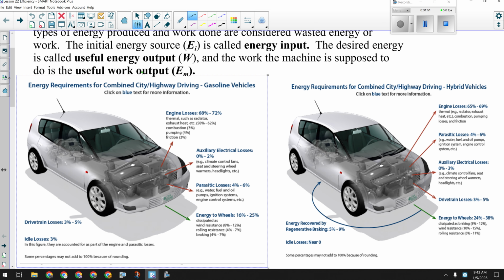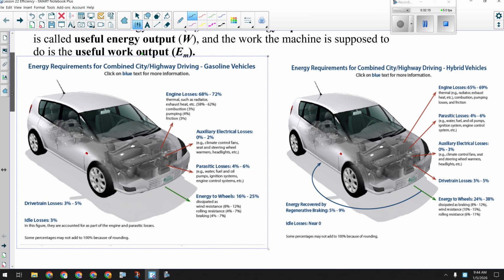Parasitic losses, so just things that your car does, okay? So water, fuel, oil pumps, ignition systems, engine control, so that's like pollution control, okay? Those all result in the loss of efficiency, okay? Energy to the wheels, when you're all said and done, somewhere between 16 and 25% of the energy in your car, okay? Now you also have these things.